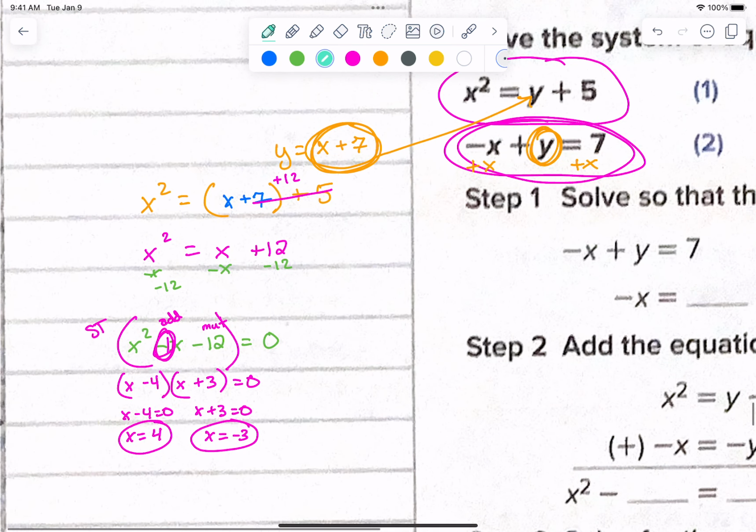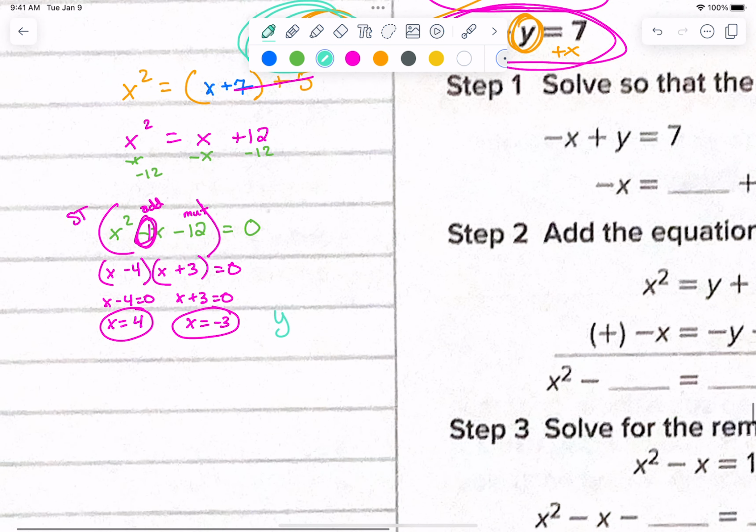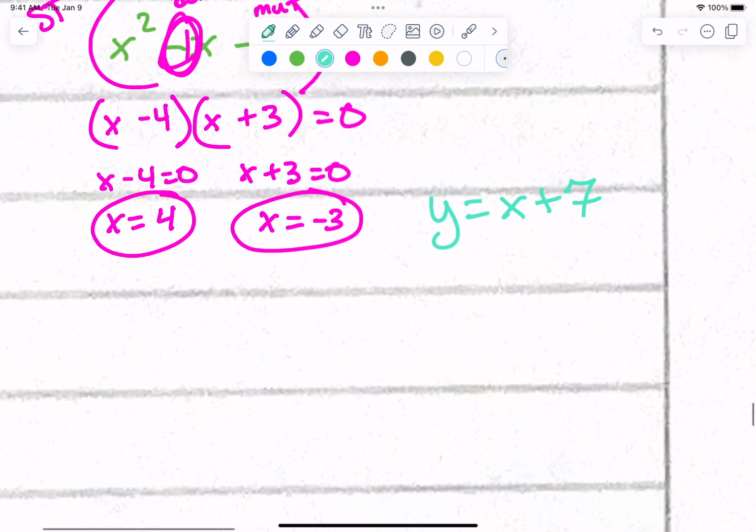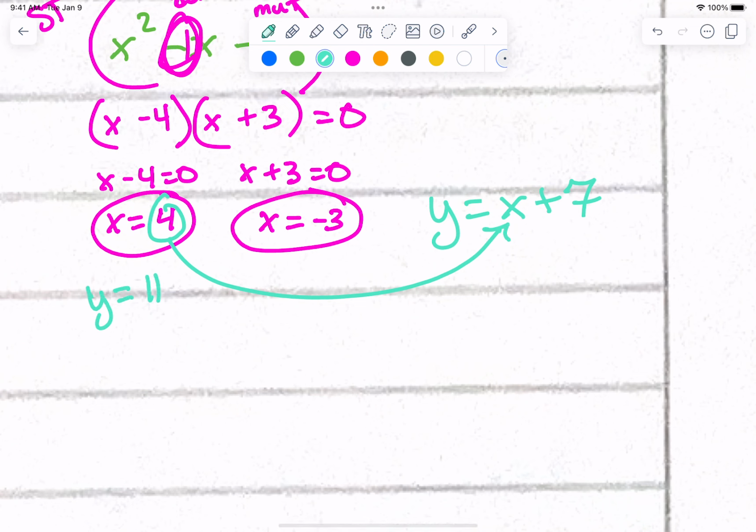We said up here that y equals x plus 7, right? Y equals x plus 7. That's when we switched to do everything around, right? If x is 4 and I plug 4 in, what's the y going to be? 11. If x is negative 3 and I plug the negative 3 in, y is 4.